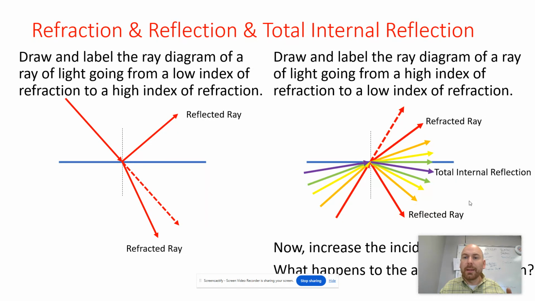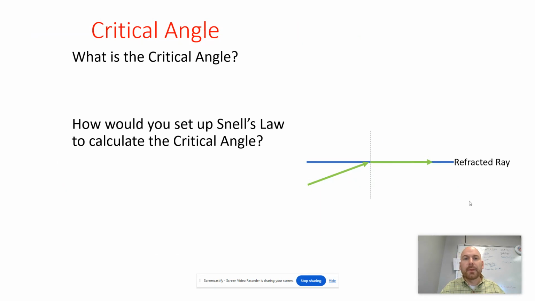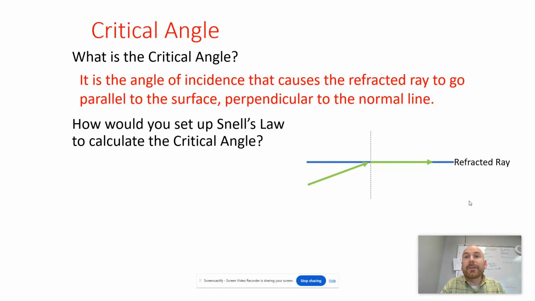What we get is total internal reflection. None of that got out. So a critical angle, what is that? That is the angle of incidence that causes the refracted ray to go parallel to the surface, perpendicular to the normal line. We see this as demonstrated with the green ray of light there.